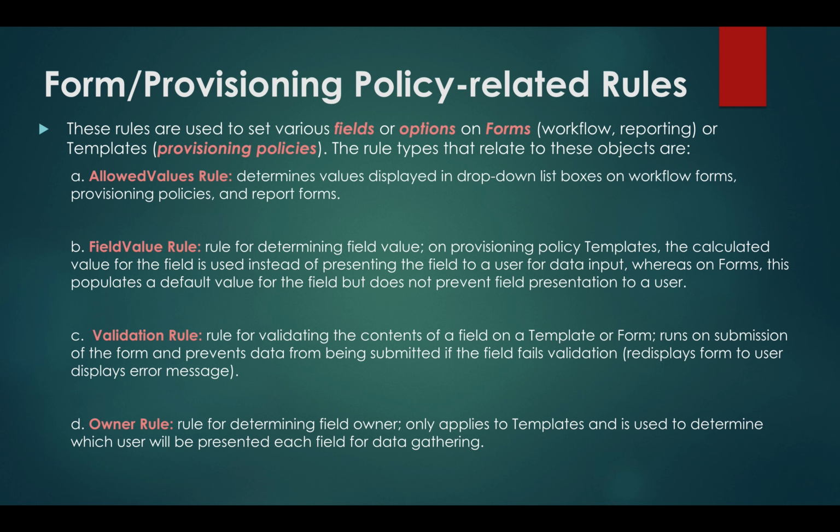The other important implementation of rules is during the creation of forms and provisioning policies. Generally, these rules are set to check various fields and options on forms, such as workflow or reporting forms, or we can even utilize a provisioning policy template. Therefore, the rule types that relate to these objects are allowed value rule, field value rule, validation rule, and owner rule. The purpose of the allowed value rule is that in a form we can define different fields.